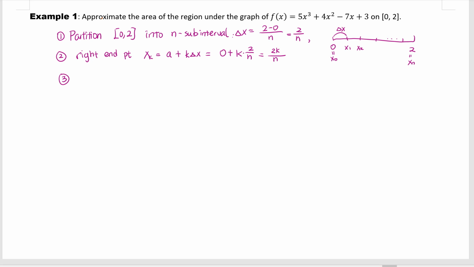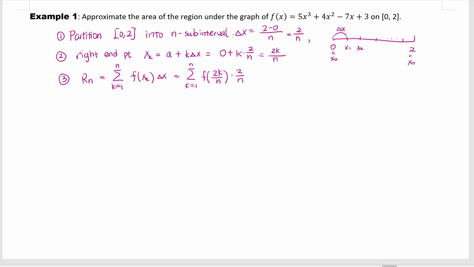And then the third step, we want to write the right Riemann sum. Well, that is the sum of the area of the rectangles. So k from 1 to n. The area of the rectangles is the height, f of x sub k, times the width, change of x. Okay, so what is x sub k? By step 2, that's 2k over n. And change of x is 2 over n. So far, so good, everybody?